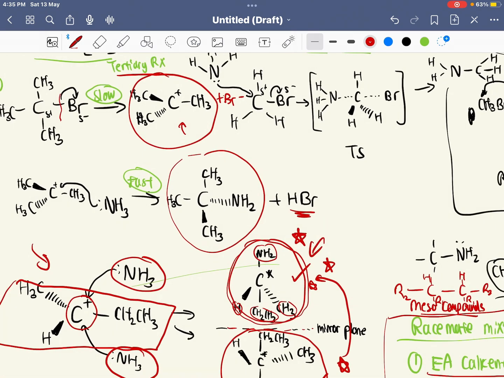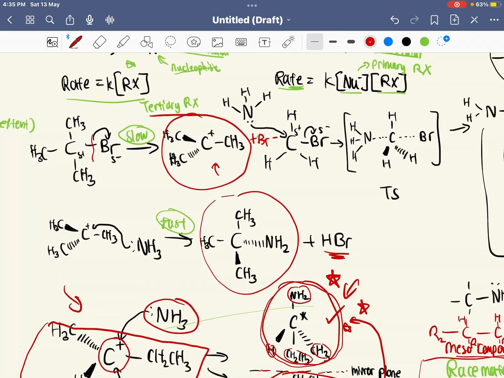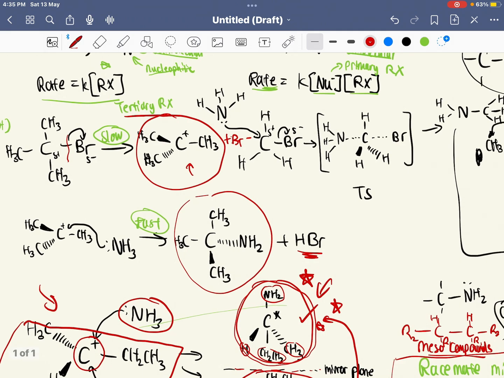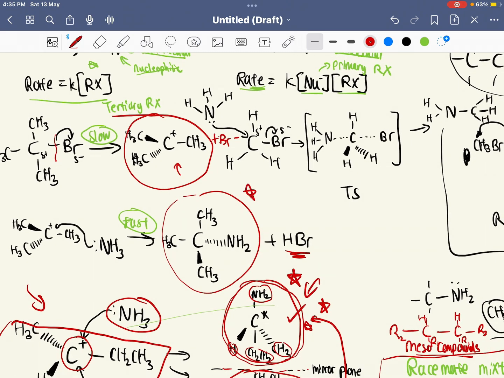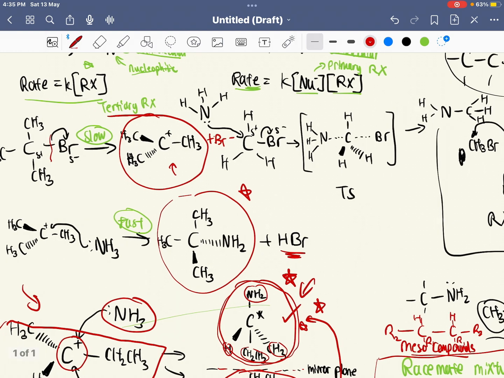It's a wedge and a dash. So it will be good to draw the wedge and the dash here. But for the final product, you should draw the wedge and the dash. Yep. Then it'll form our HBr.